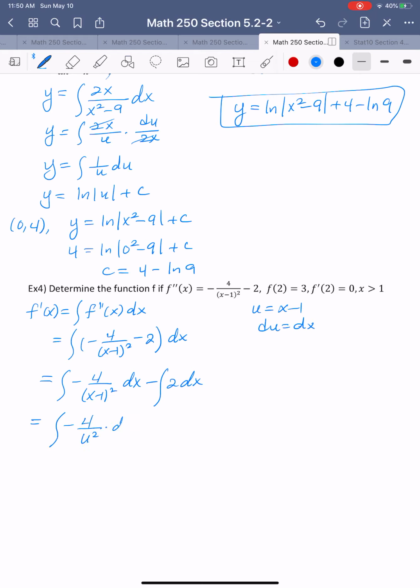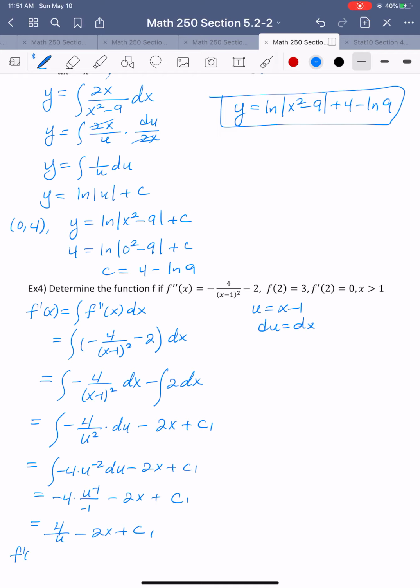So dx is the same as du, but this one we can have a 2x plus c already. So I just need to integrate the first expression. That's the same as -4 u to the -2 du minus 2x plus c. And then I got the integration of -4 u to the -1 over -1 minus 2x plus c. But I want to call this c1 because we're getting a c2. So I got 4 over u minus 2x plus c1.